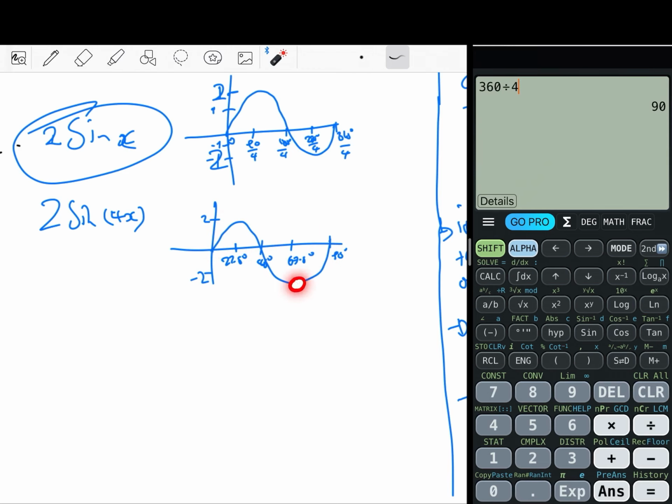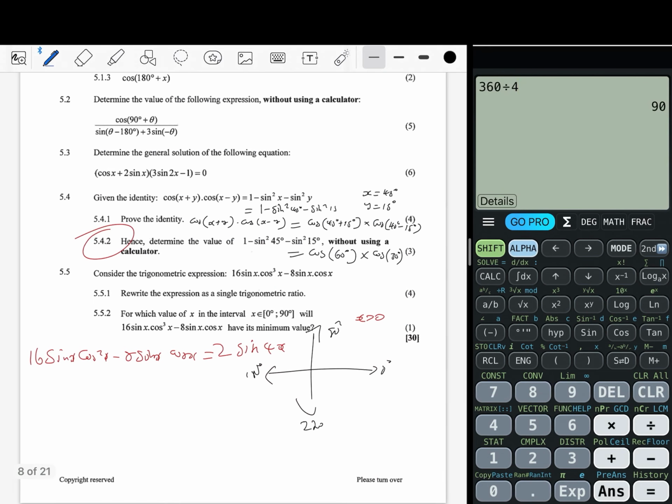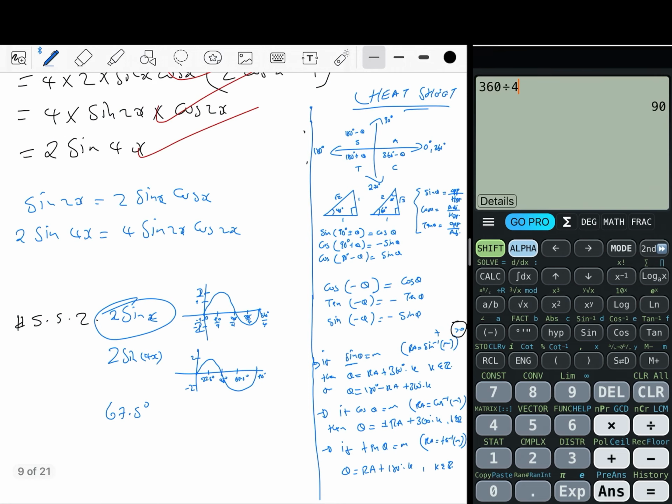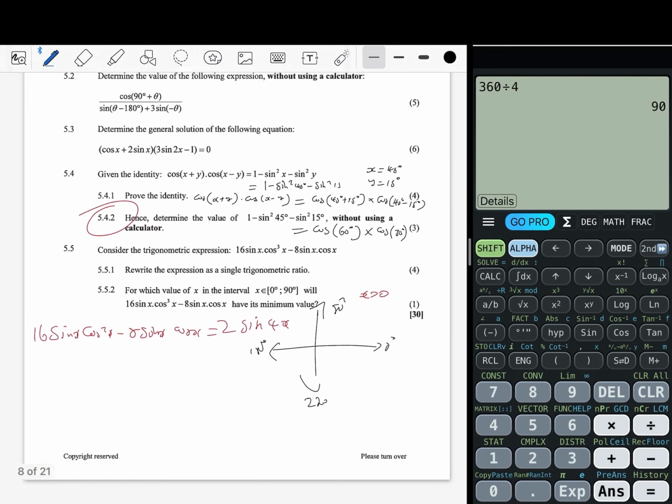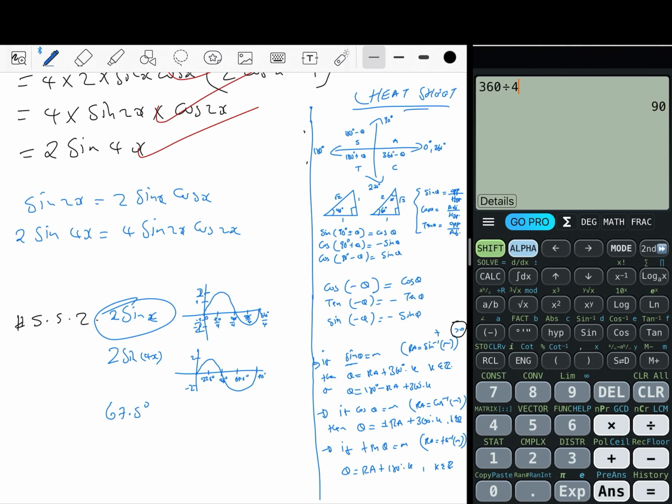So our x at the minimum is 67.5 degrees. So that's your answer. To answer your question, the x value where this expression has a minimum value is 67.5 degrees, and that's your answer, and it's 1 mark. They want to know the answer only, and that's 1 mark, and that's how you get that answer. It's a long explanation, but it was worth it.